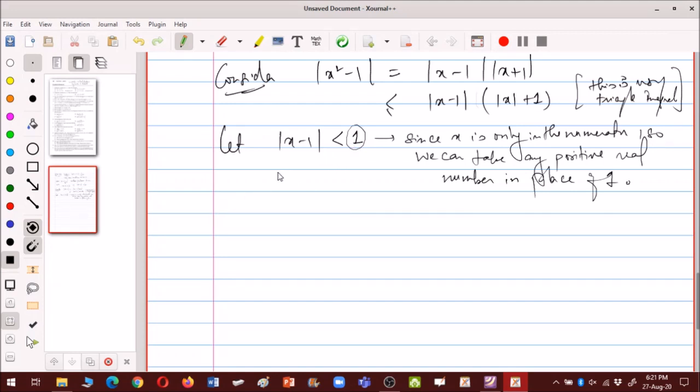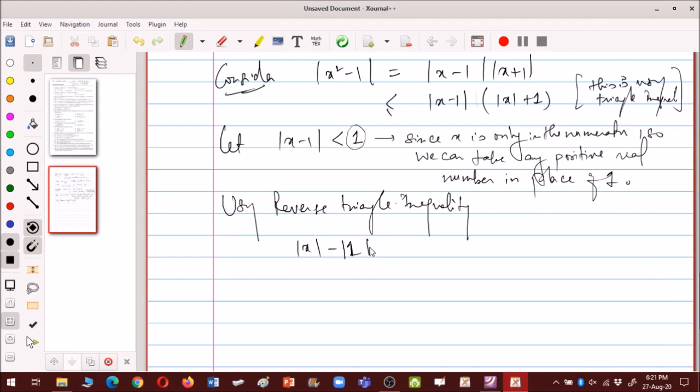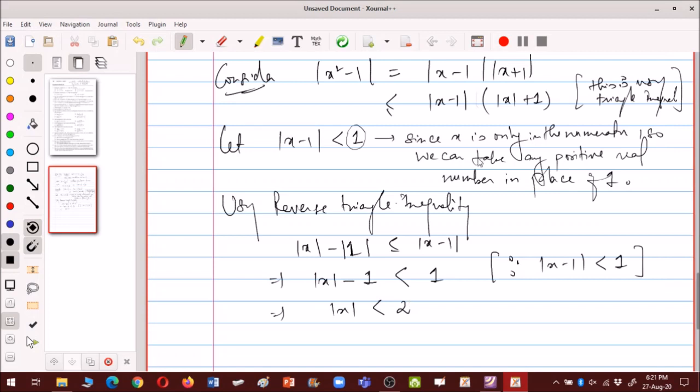Then if I use the reverse triangle inequality, I have |x| - |1| is less than or equal to |x - 1|. Since |x - 1| is less than 1, it implies |x| is less than 2. So this is our star.